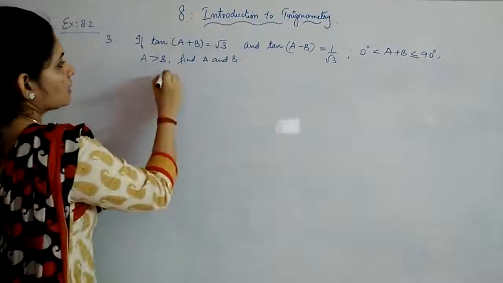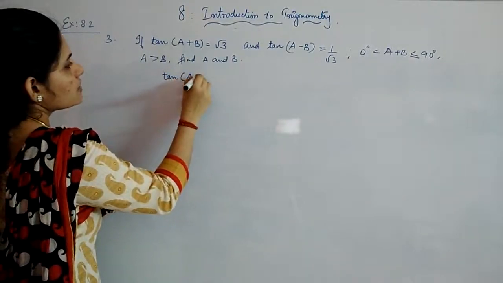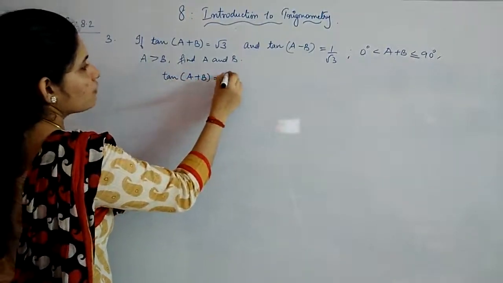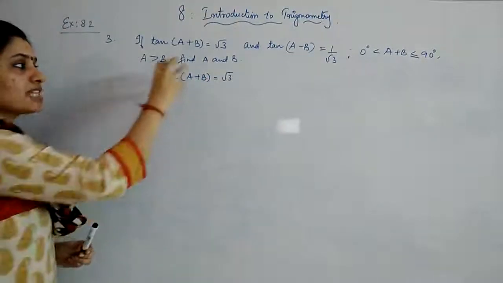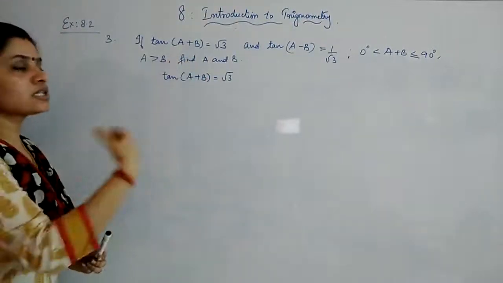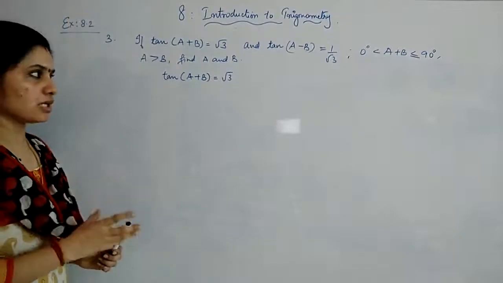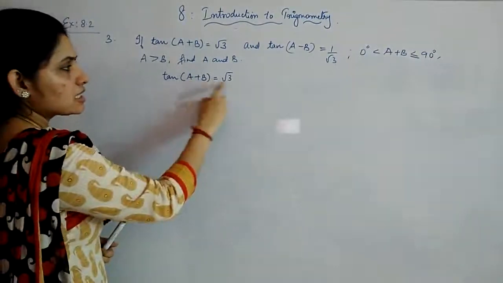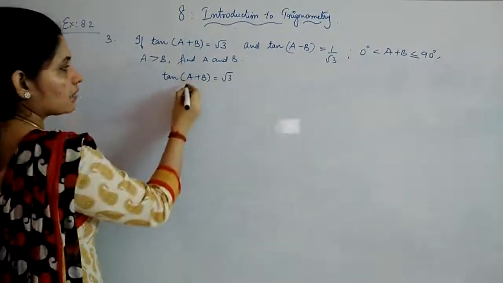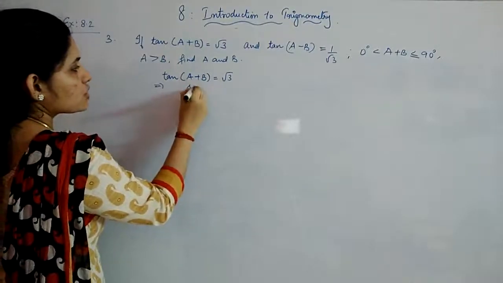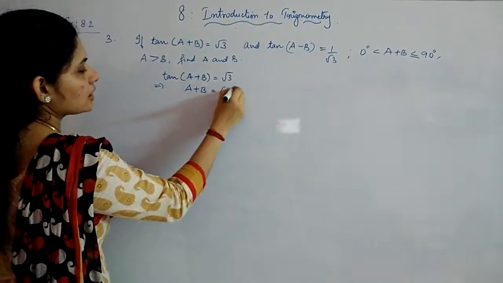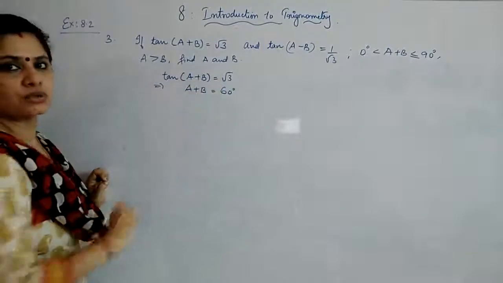Okay. Now the given thing is tan of A plus B is root 3. And for which angle of tan will you get root 3 as the answer, that you have to see. And we know that tan 60 degree is root 3. So comparing, we will get A plus B should be 60 degree. Then only it will become tan 60 degree equal to root 3.